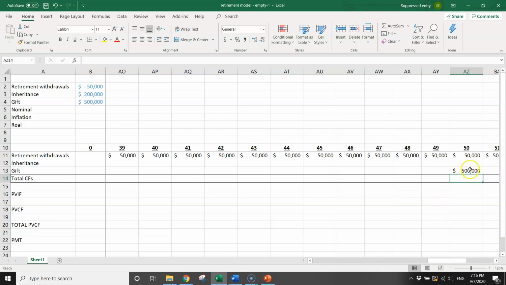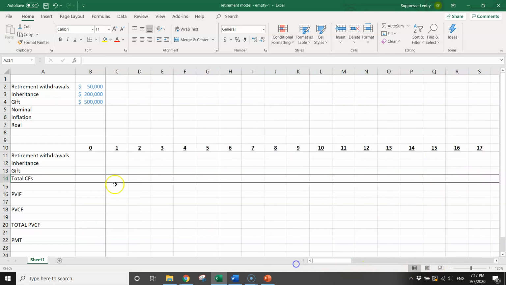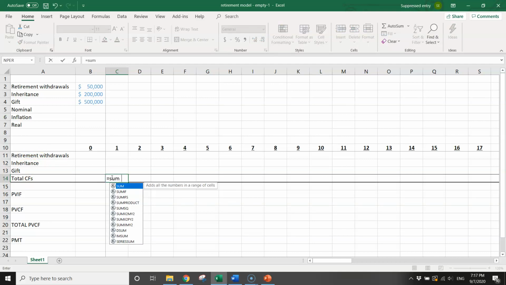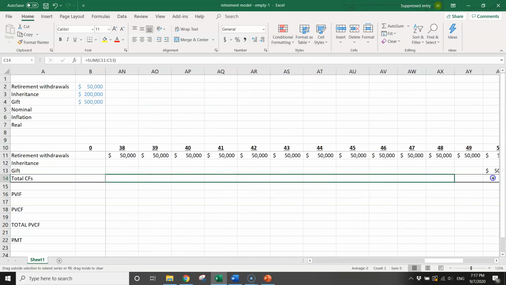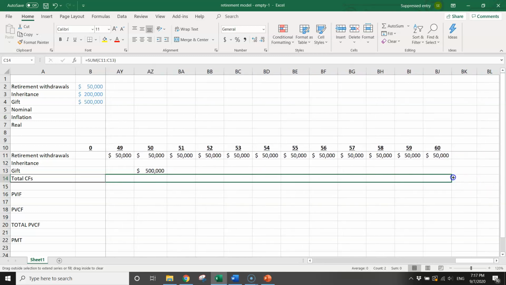So now it is $500,000. Then we want to calculate the combined cash flows of these three streams of cash flows. We use the sum function in Excel. You just list all the cells you want to do the sum calculation. So then it is 0. Now we want to extend the calculation to the neighborhood cell for this whole row. We extend this calculation to the year 60. Then we can say we have these combined cash flows at each year.